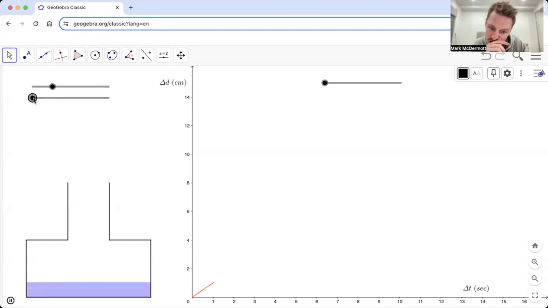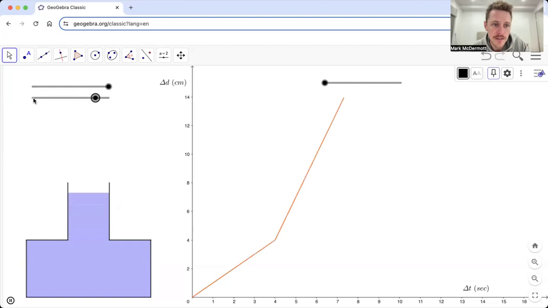As we pour the water in, we're going to get something like this. And then hopefully you realize that as it gets to that point there, the rate of change will increase. So we're going to get a graph that looks something like this. Now let's analyze each part in turn. So this part of the line here is this bottom part of the vessel.